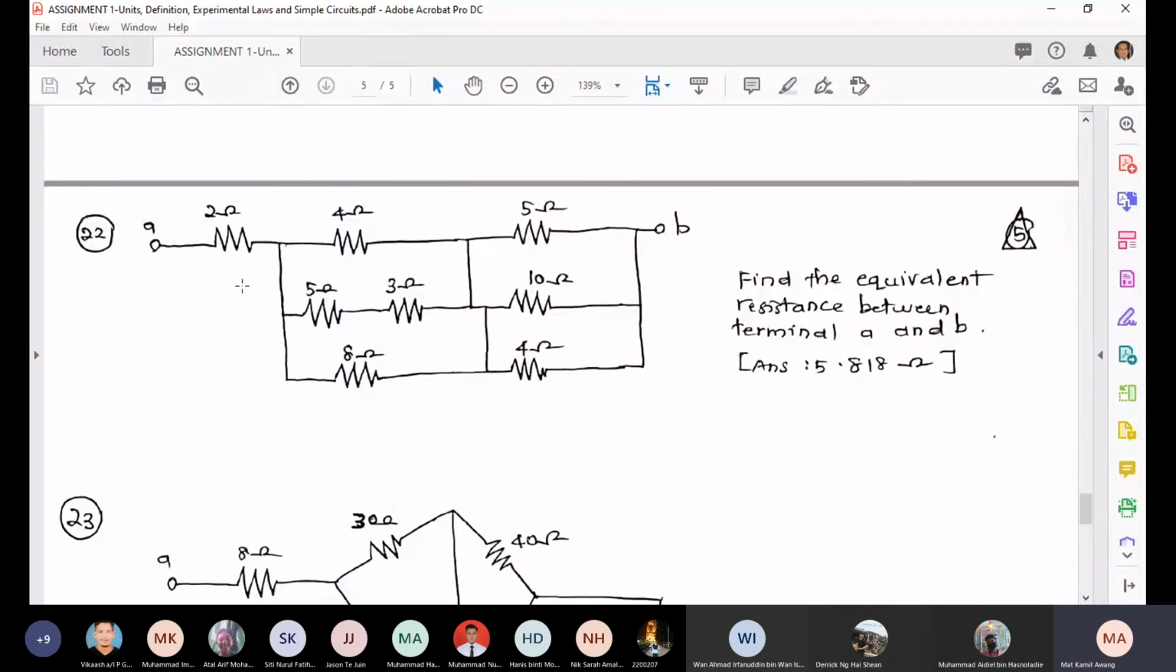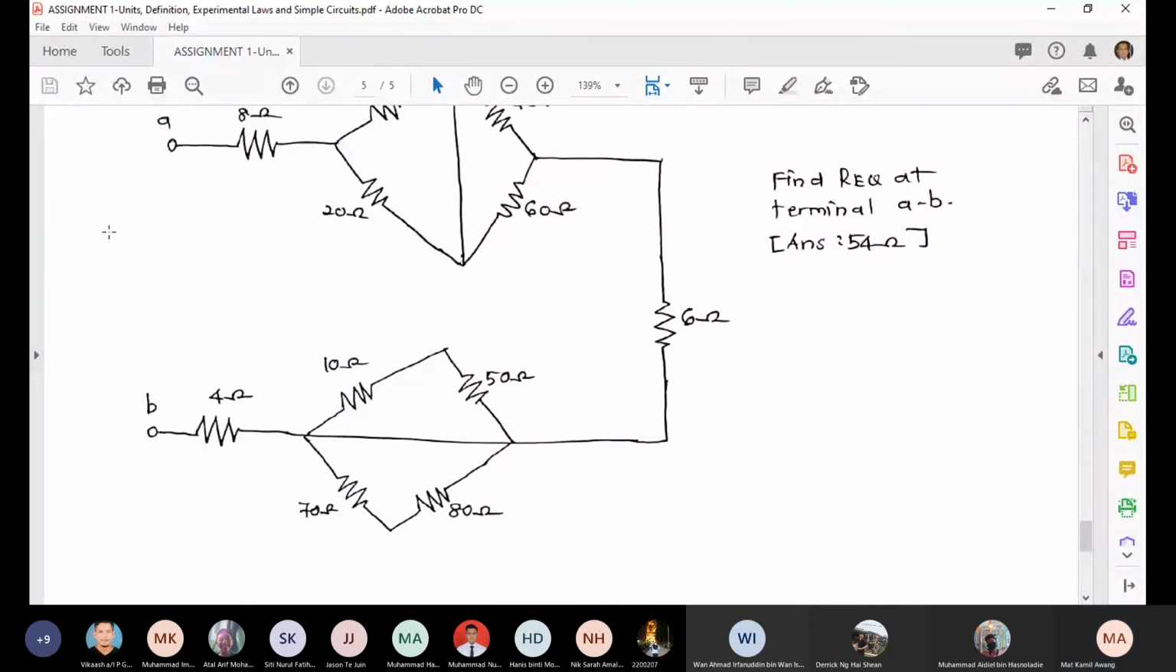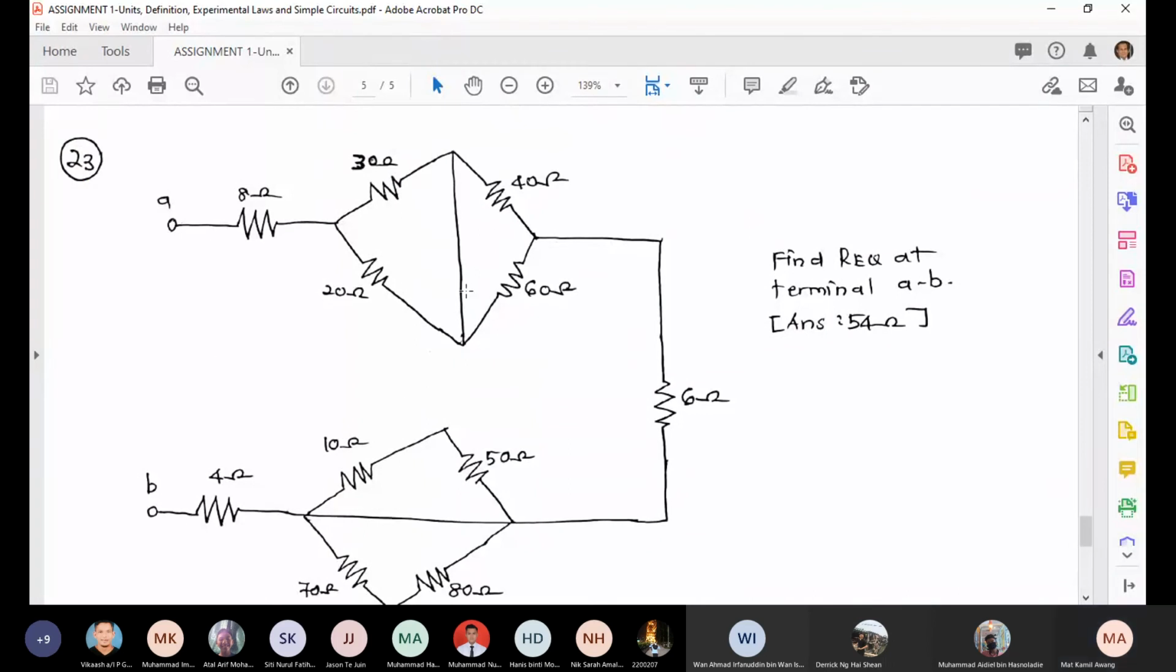Redraw this, then you can see the circuit. You need to find the R equivalent between A and B, so we start from the bottom here. This is the same thing. R equivalent from AB: you can use the formulas for series and parallel resistors.